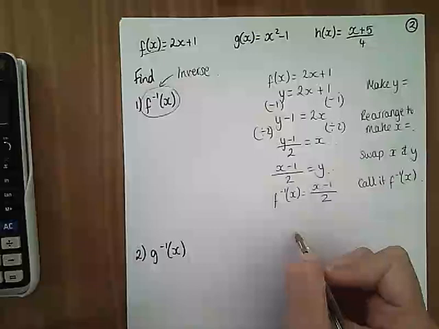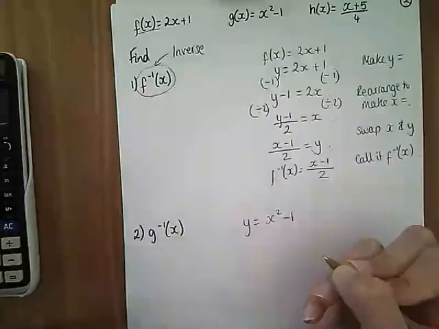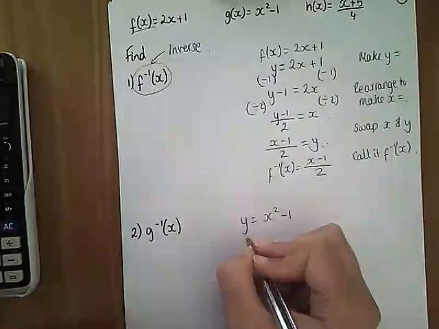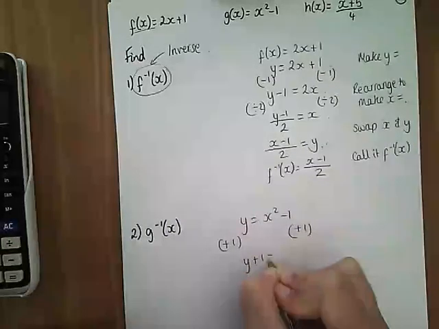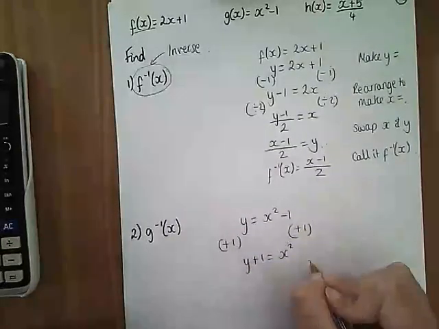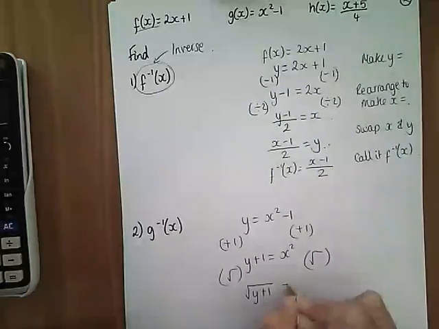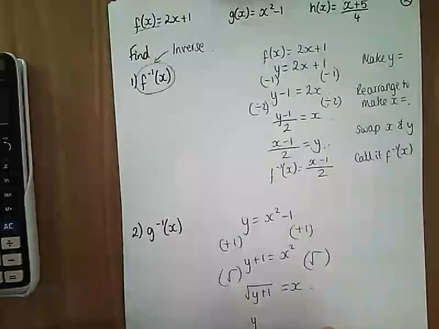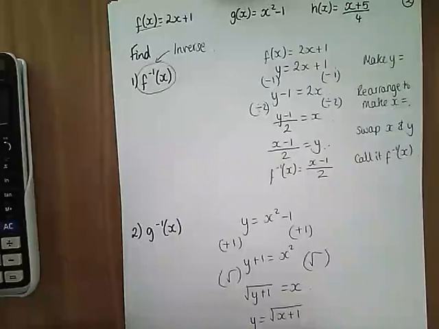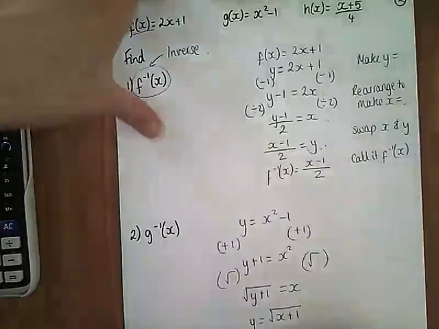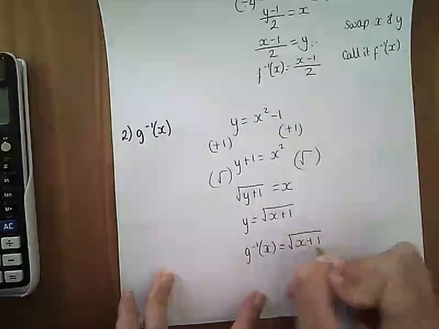Okay? Right, same with g. So we're going to take the function g, which is x squared minus 1, call it y. Rearrange it to make it x equals, so plus 1, plus 1. How do you get x on its own if it's being squared? You square root it. So square root both sides. You've got the square root of y plus 1 equals x. Swap your x's and y's over. And then call it g to the minus 1 of x. Sorry. g to the minus 1 of x is the square root of x plus 1.